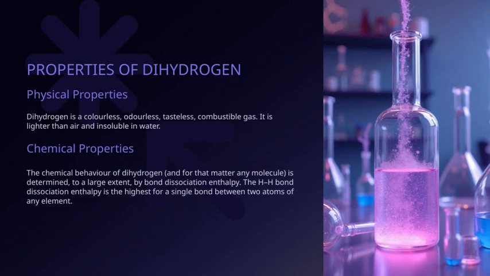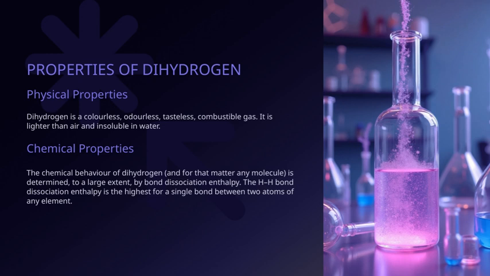The chemical behavior of dihydrogen, and indeed any molecule, is largely influenced by its bond dissociation enthalpy. This is a key concept because it tells us how much energy is needed to break a bond. Specifically, for dihydrogen, the H-H bond dissociation enthalpy is actually the highest for a single bond between two atoms of any element. That means this bond is particularly strong and requires a lot of energy to break.